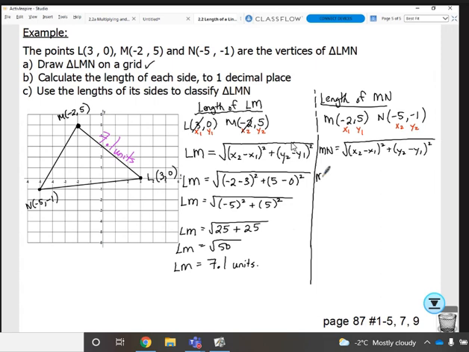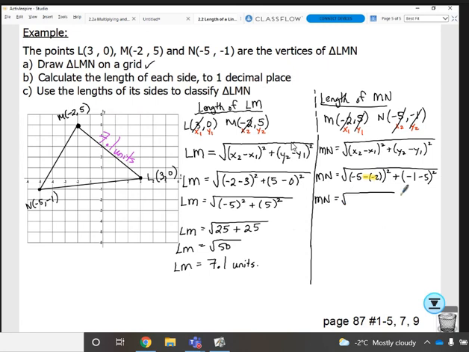Next, let's fill in the blanks here. Negative 5 minus negative 2, squared. And that is something to be a little cautious of right there. I'm going to put a little highlight there. Negative 5 minus negative 2. And then y2 would be negative 1 minus 5, close bracket squared. And off we go.